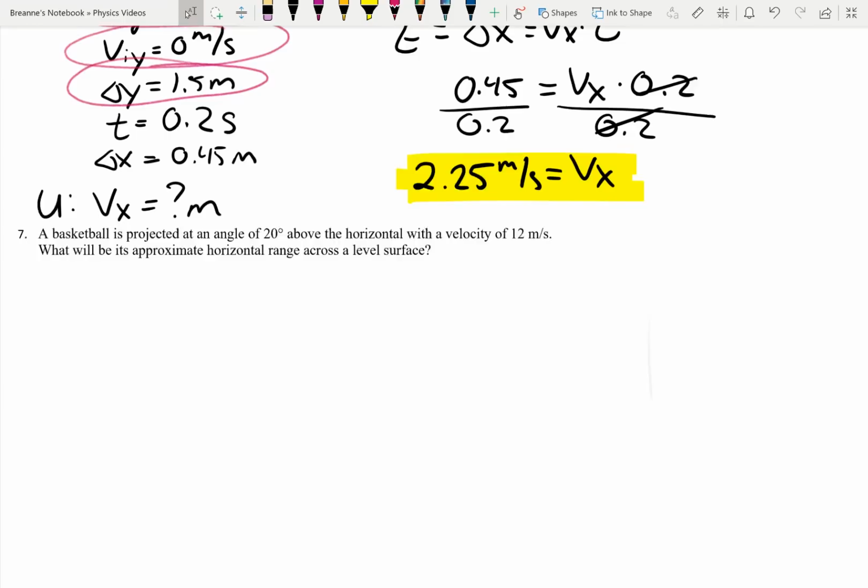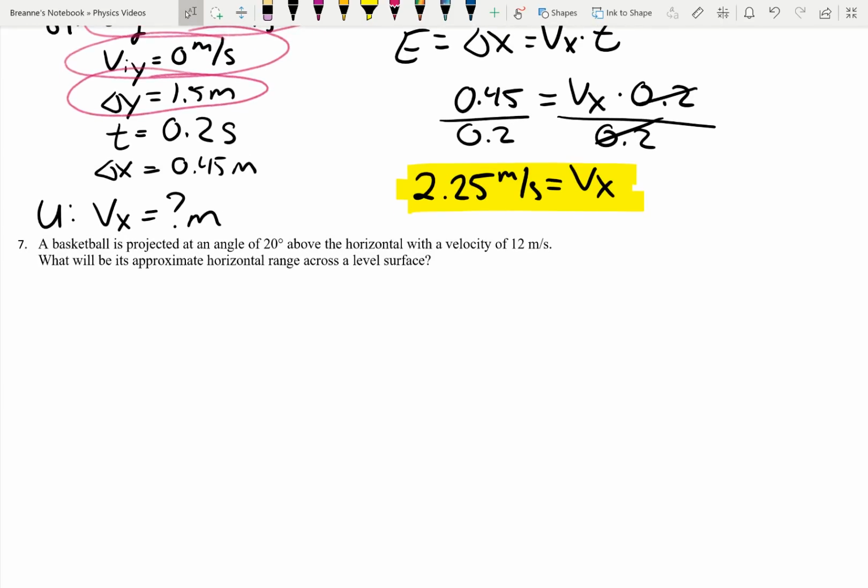So the next one and last one, it looks like a basketball is projected at an angle of 20 degrees above the horizon with a velocity of 12 meters per second. What is the approximate horizontal range across a level surface? So let's write out our givens.